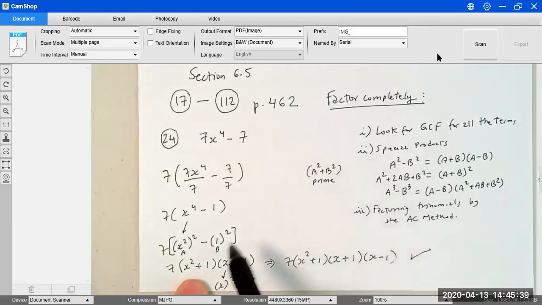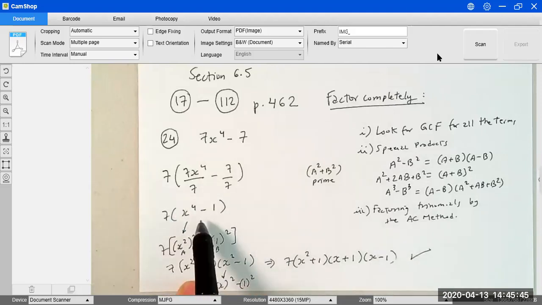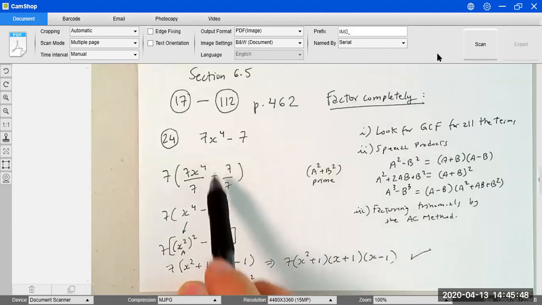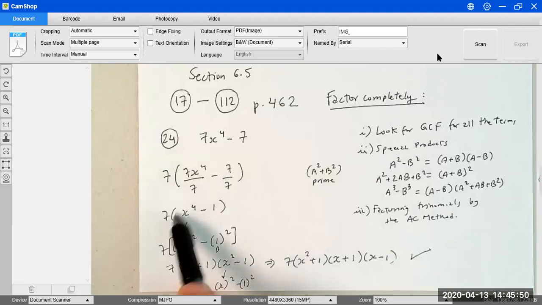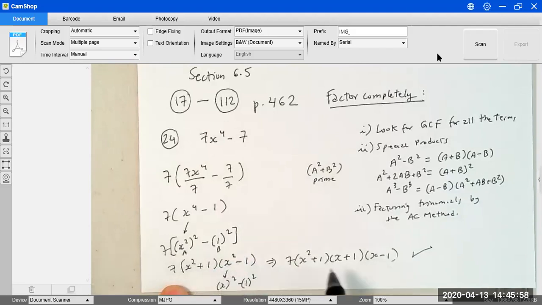But remember, you can get in the exam maybe this as a possible answer, which is correct as an intermediate step, but it's not the final answer. You can also get this one as your answer in the exam, but this is again an intermediate step. You need to get up to this point.